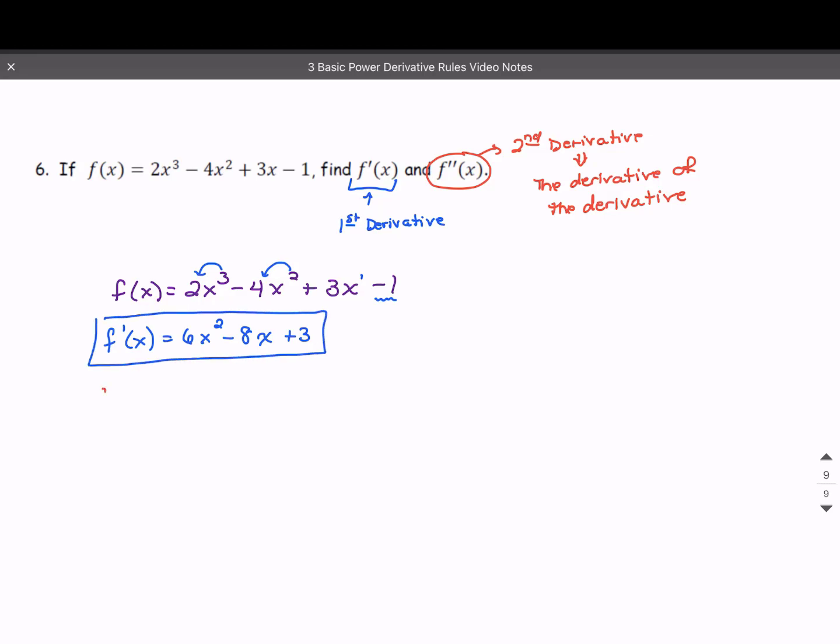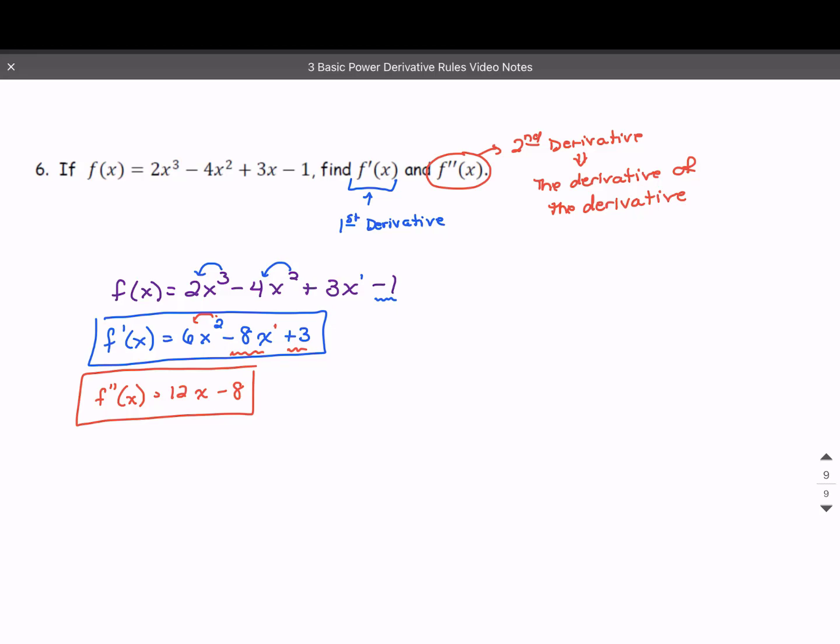Now my second derivative, f double prime of x, we say that 2 times the 6 is 12. Keep the x. 2 minus 1 is 1, so our new exponent is 1. The derivative of negative 8x: the exponent is 1. 1 times negative 8 is negative 8. I'm now going to have no x's left, and the derivative of 3 is 0. So our second derivative is simply 12x minus 8.